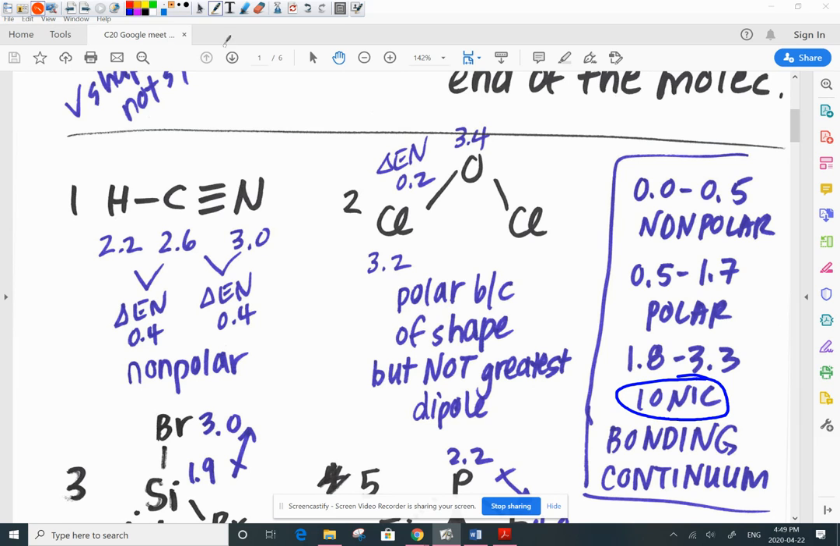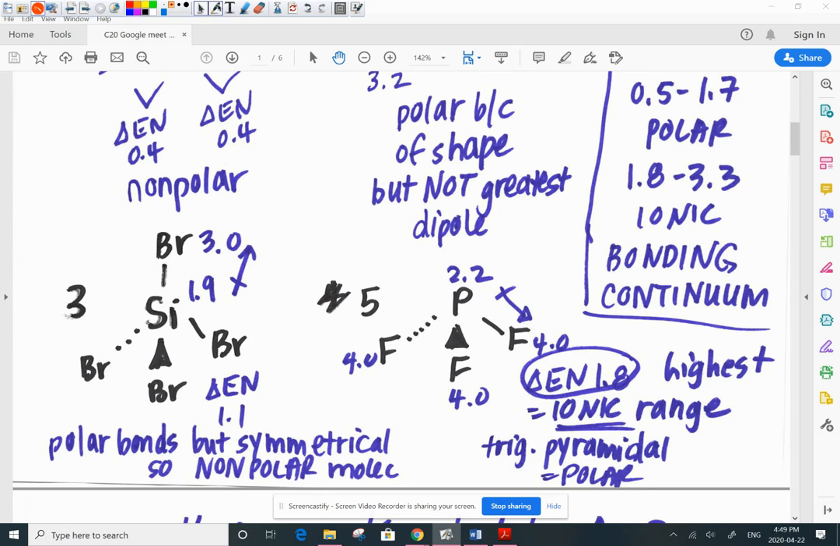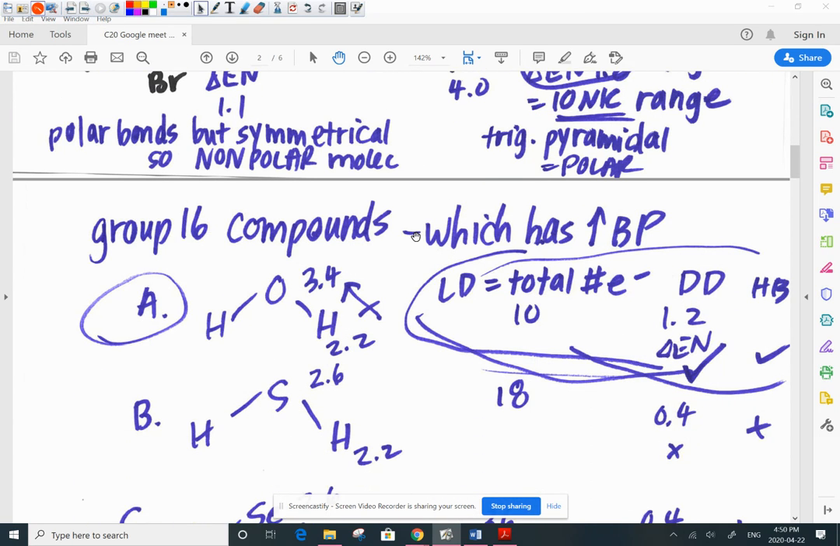Are they polar or non-polar? This question was done wrong by a lot of students. And I think, again, maybe the misunderstanding is here's a non-metal, yet it acts like an ionic compound because the electronegativity difference is so large. 1.8 is in this ionic range, and therefore it acts like an ionic compound, even though it is molecular. Okay, so that can happen. You can have molecular compounds acting like ionic ones.